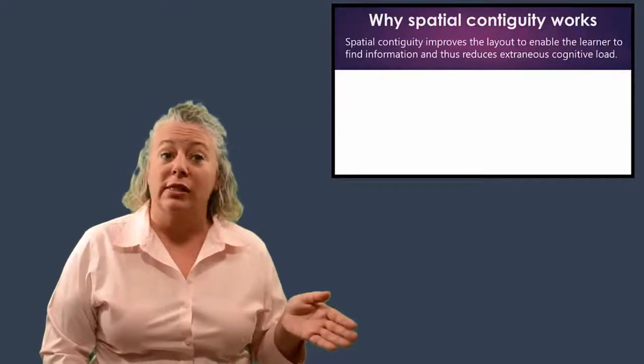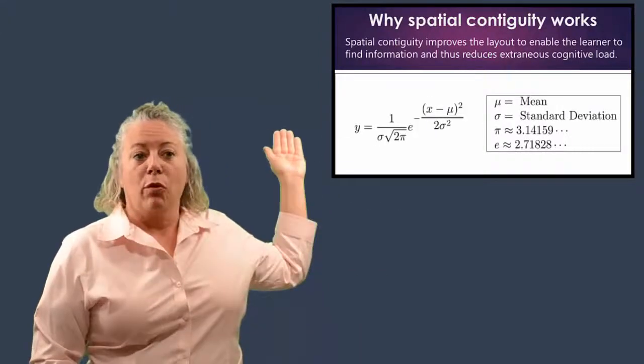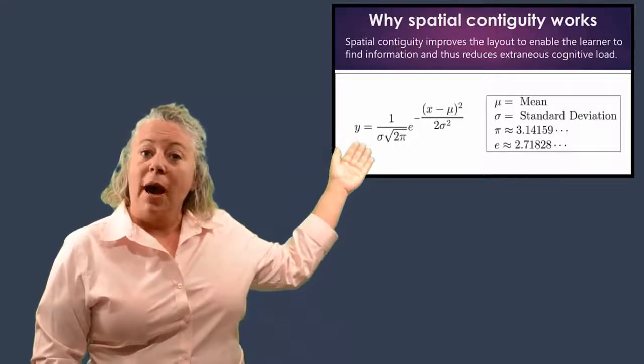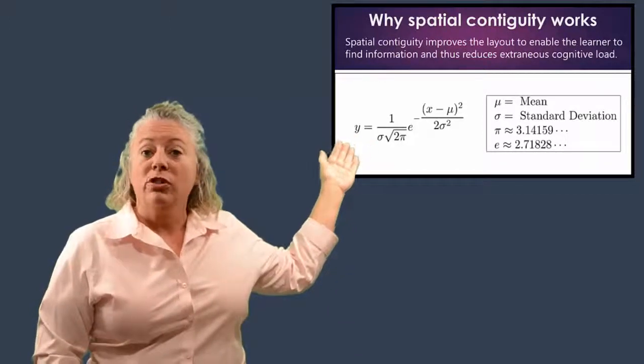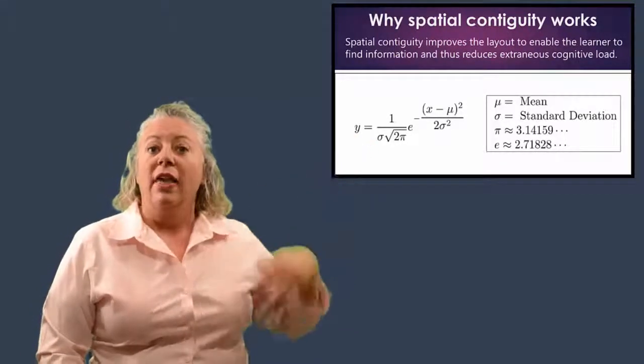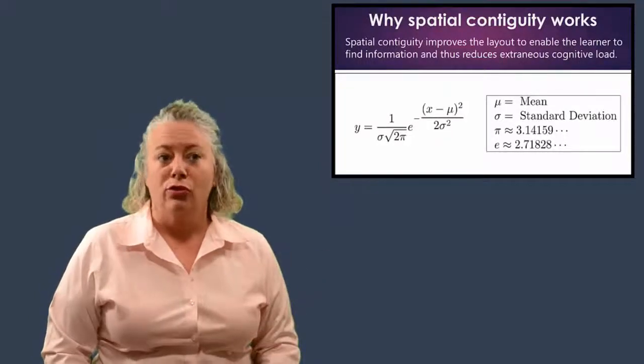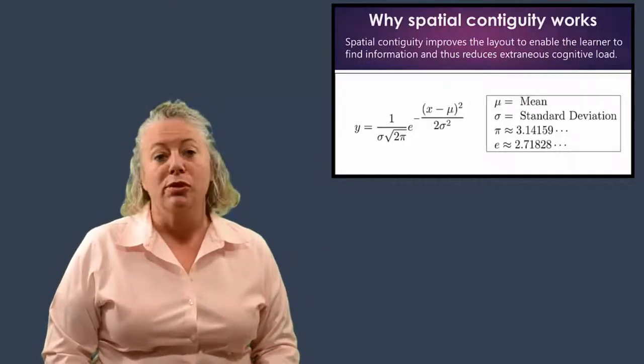So let's look at another example. Here we have a formula, and right next to it in a box, easy to find, is where each variable is explained. That helps the learner. They don't have to search for anything. They're placed close together.